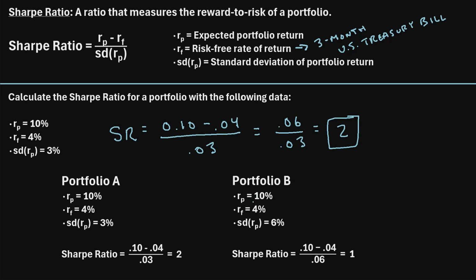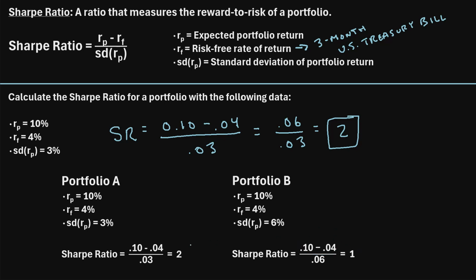It has the exact same expected portfolio return, has the exact same risk-free rate of return, but the standard deviation of this portfolio is 6%, which, notice, is double the standard deviation of the first portfolio. So when we go to calculate the Sharpe ratio for portfolio B, the numerator is the same. This is still 0.06. But then when we divide by the standard deviation, we're dividing by 0.06. So the Sharpe ratio turns out to be 1.